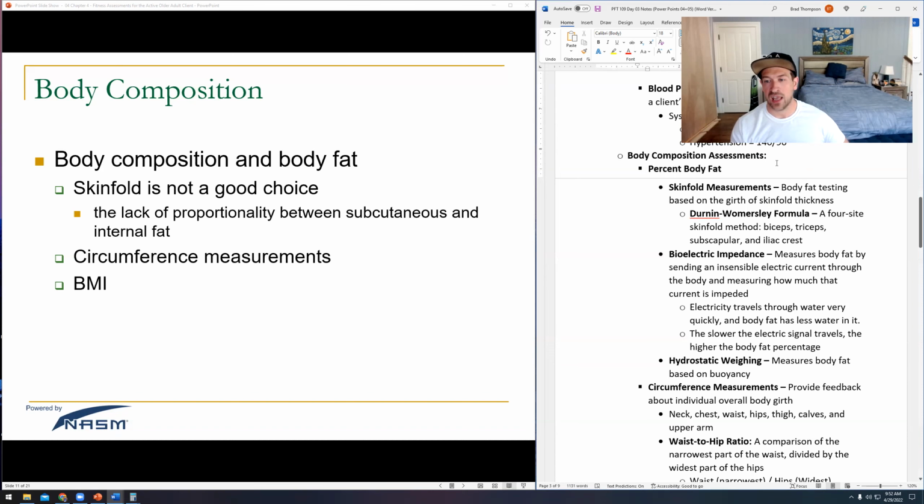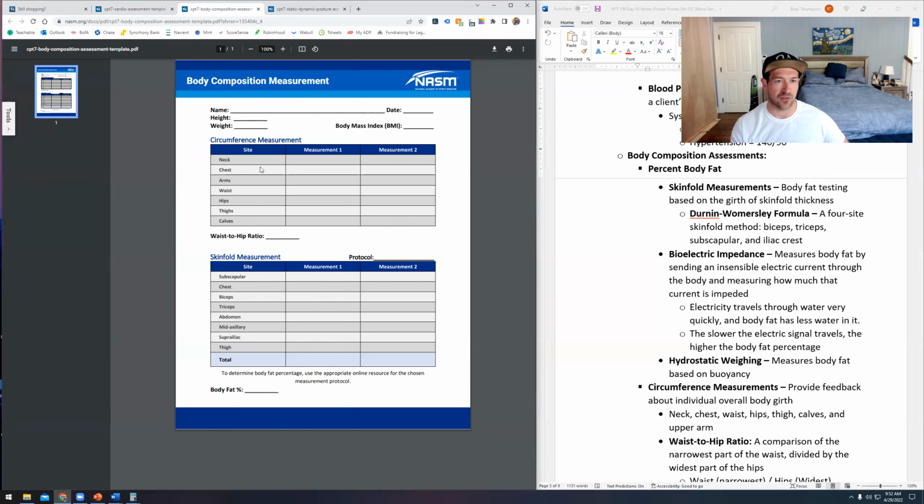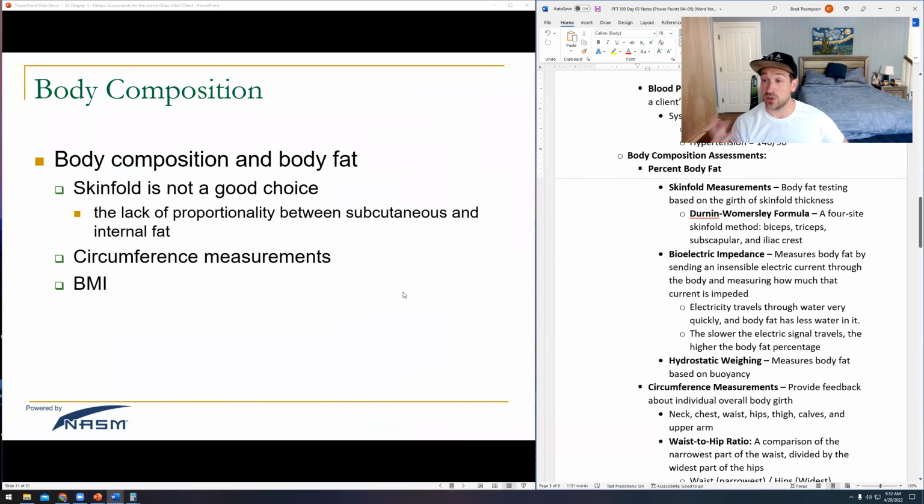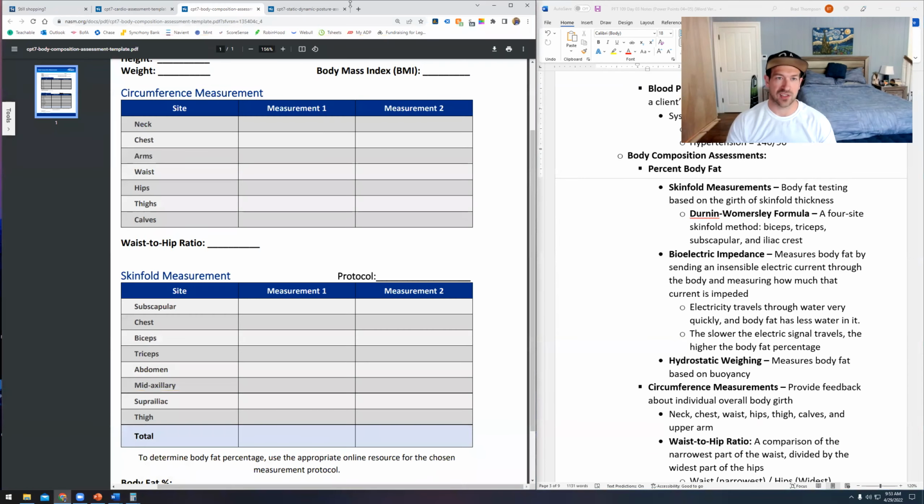So body composition and body fat testing with our senior clients. You're probably not going to use skin fold measurements if you're trying to get body composition, which is body fat percentage, for a couple different reasons. Number one, as we get older, our skin gets thinner, which means we develop some wrinkles. And unfortunately, skin fold testing works by pinching the skin like this, and you're pinching the subdermal fat there, right?